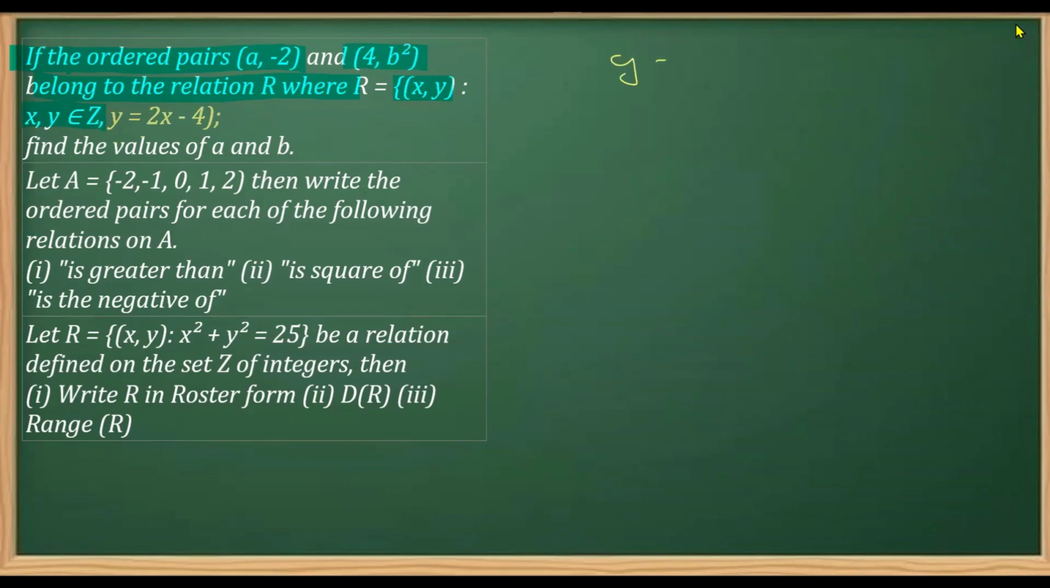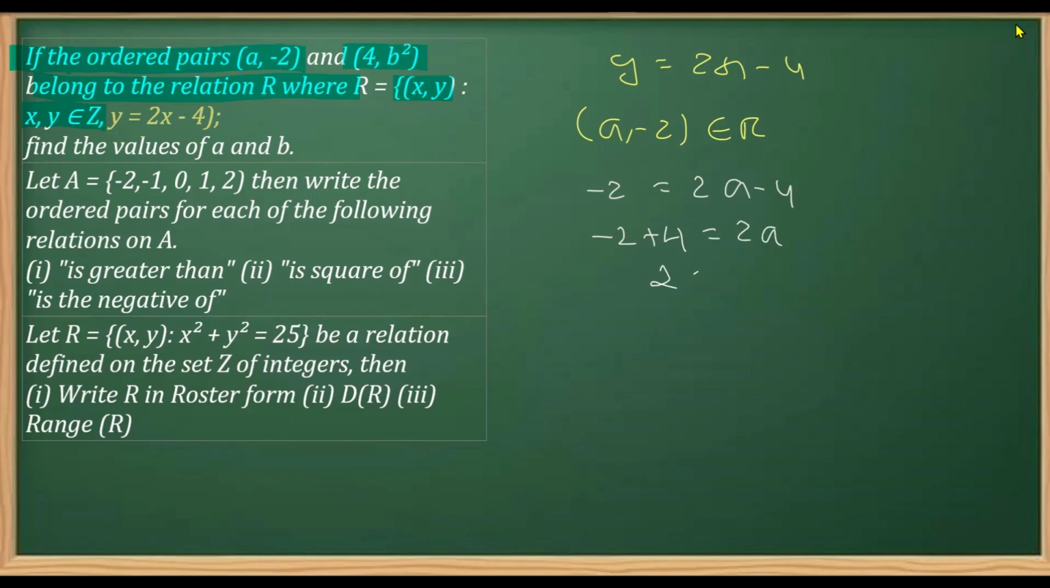So first I'm writing y is equal to 2x minus 4. As you can see, first is (a, -2). That belongs to this relation. Therefore, this ordered pair will satisfy this equation. Now what I'm going to do is replace y with -2 and x with a. So replacing x with a, what do we get here? That is -2 plus 4 is equal to 2a. That implies 2 is equal to 2a, or I can say a is equal to 1.